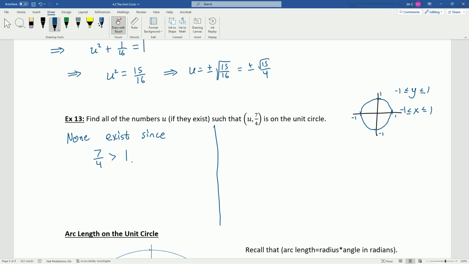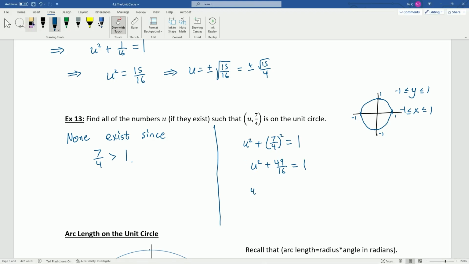Now, let's say you didn't think about that immediately and you just went ahead and started plugging into your unit circle equation. That would be okay. What would happen in that case? We would get u squared plus 7/4 squared equals 1. So u squared plus 49 over 16 equals 1.